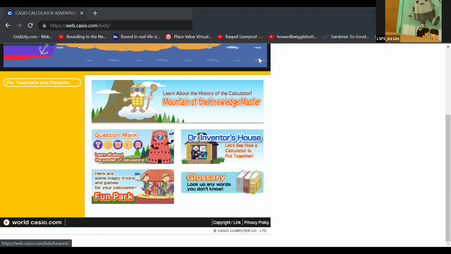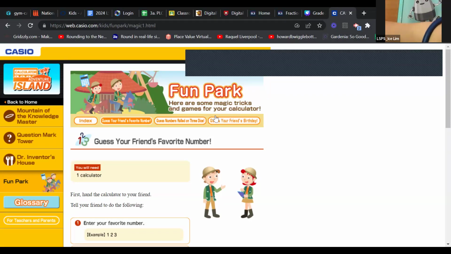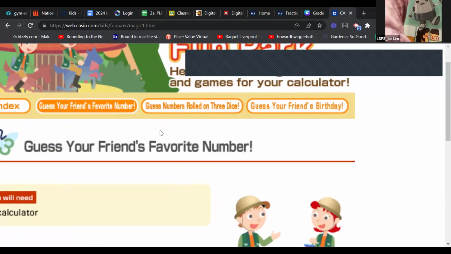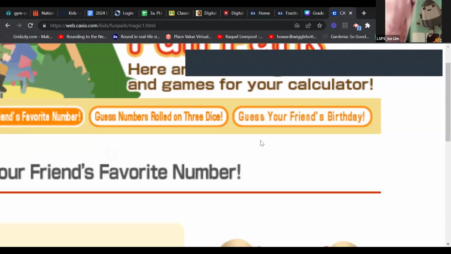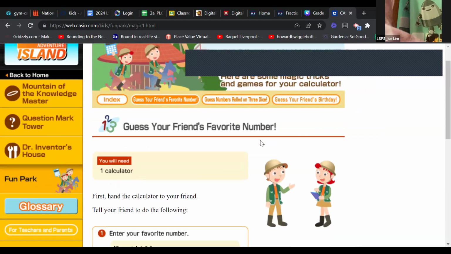Now, so why does it work? Here. So this was the one that I was sharing with you. Here are some magic tricks you can use on your calculator. Here are some examples. The one that I did with you is guess your friend's favorite number. Then this one is guess the number rolled on the dice, and then guess your friend's birthday. These are the tricks that you can try on the calculator.